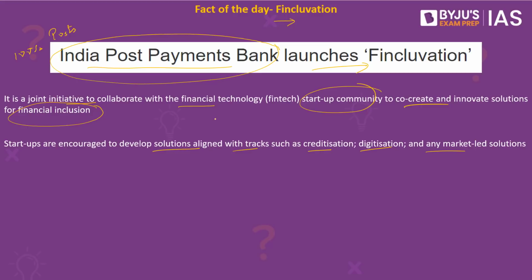So what is happening here? The India Post Payments Bank will collaborate with the financial technology startups so that they develop solutions aligned with creditization, digitization, and market-led solutions. What do we understand by creditization? This is basically about developing innovative and inclusive credit products. Let's say, for example, if a person wants to take a loan from the banking system, or from the post offices, what are the necessities, and what applications will have to be created, is what creditization is all about.